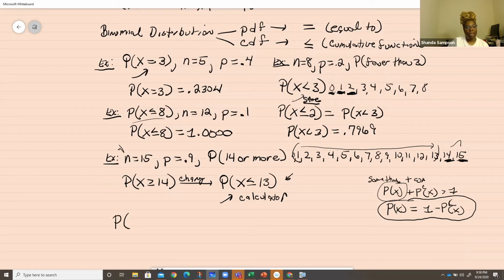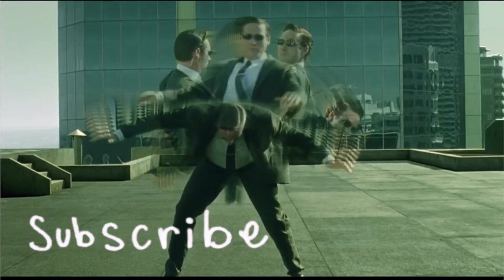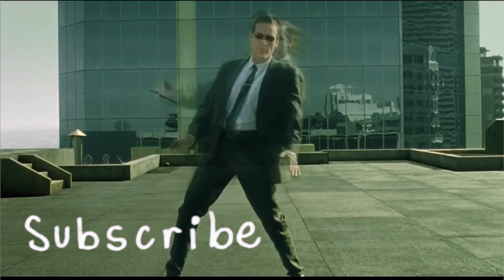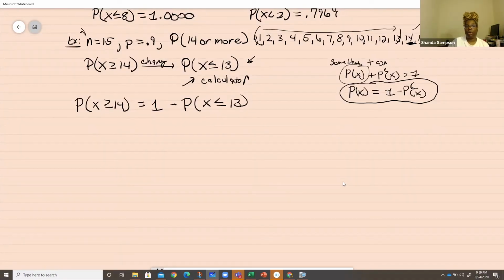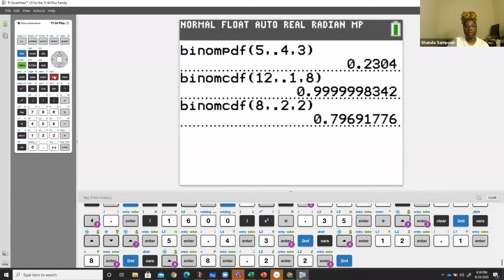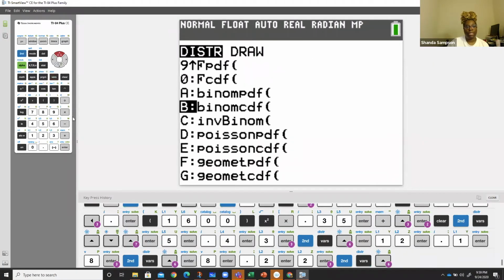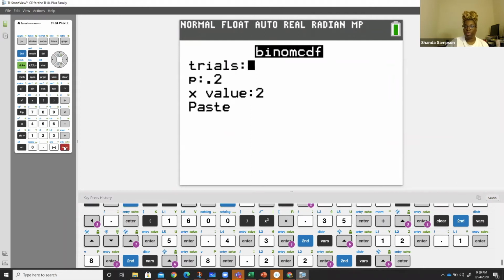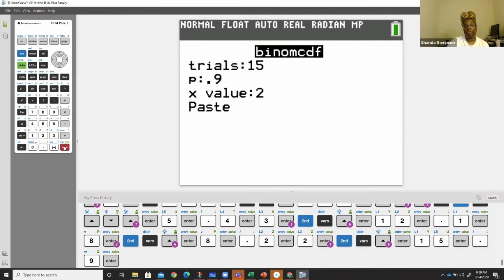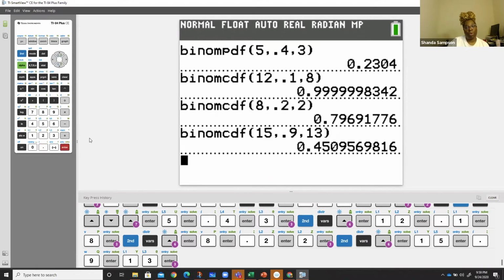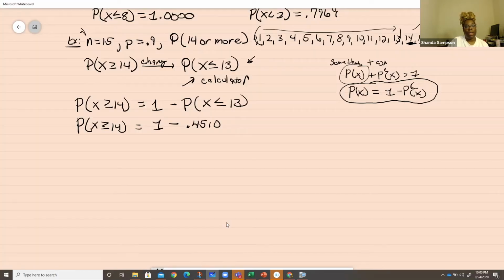The probability that x is greater than or equal to 14 is equal to 1 minus the probability that x is less than or equal to 13. So we put it in our calculator. We go to the distribution, back to our CDF, and put in our numbers: n was 15, p was 0.9, and our new one was 13. So the probability that x is less than or equal to 13 is 0.45095, which means you round it up. So that's 0.4510. And we still didn't answer our question.